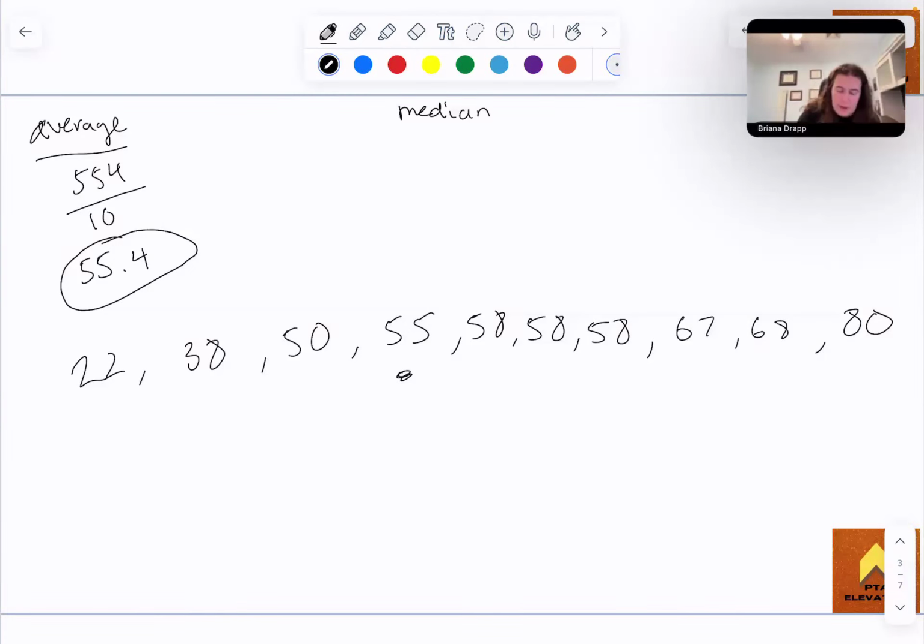That's the number in the middle of the set of data. So again, if I was counting things up, 1, 2, 3, 4, 5, 6, 7, 8, 9, 10. Okay, so our middle point would be right between 5 and 6.